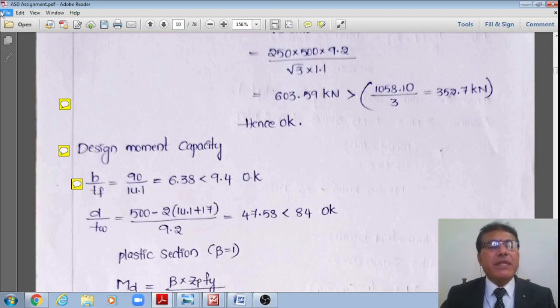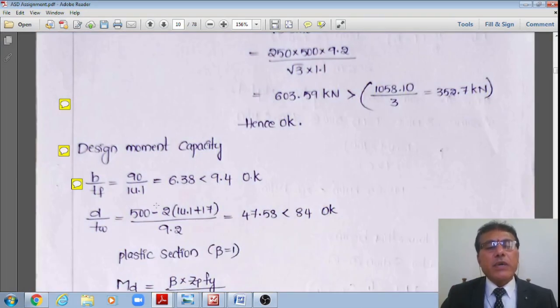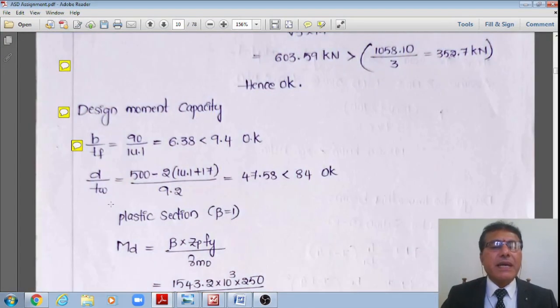Similarly, is the web a plastic section or not? Therefore, d by tw, where d is nothing but h1. h1 is nothing but h minus 2 times h2. Therefore, h is 500 minus 2 times h2. h2 is readily given, or it is the summation of the thickness of the flange 14.1 plus r1 17, divided by the thickness of the web 9.2. It works out to 47.58, which is much less than 84. Therefore, the web is also a plastic section. Hence, the entire section is a plastic section.